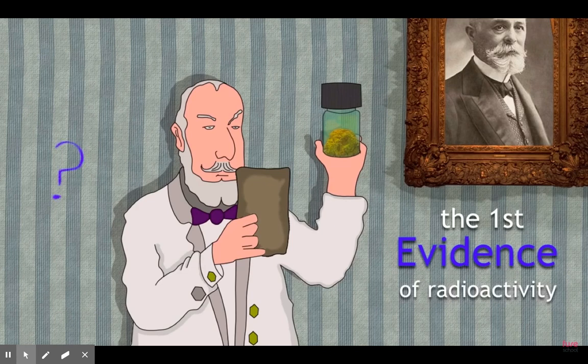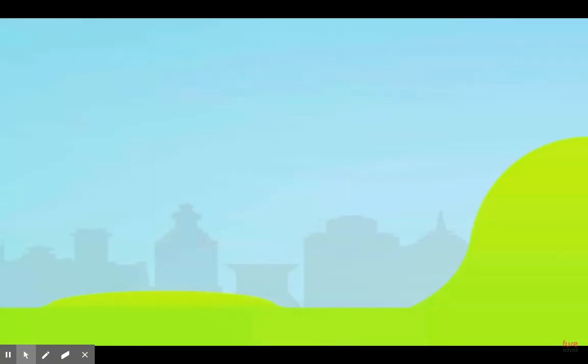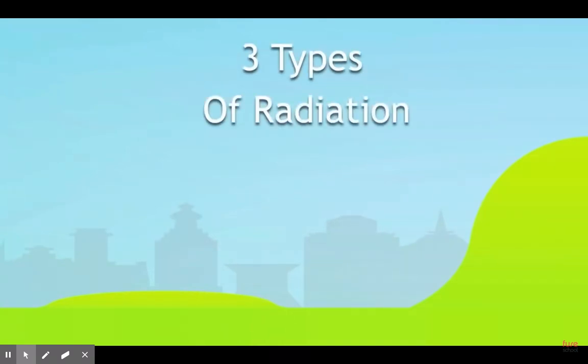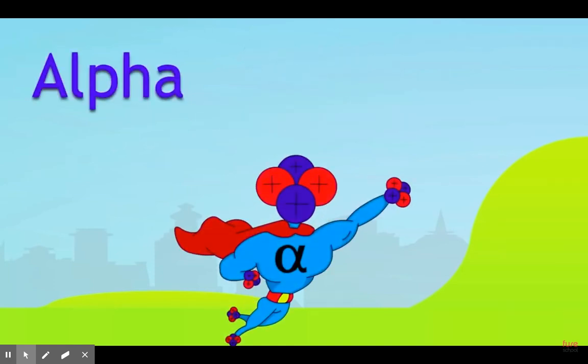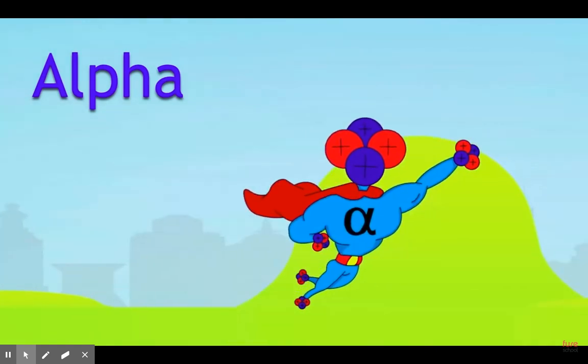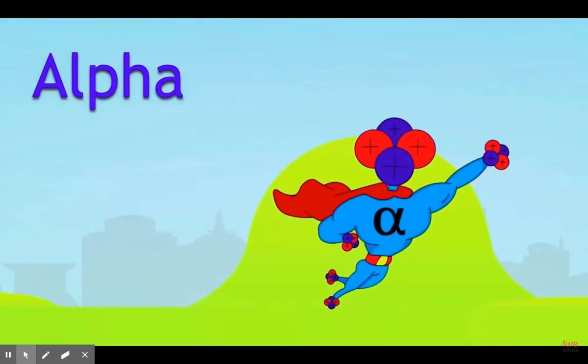However, there was no indication of what this energy source was. It was only with the discovery of other radioactive materials that a pattern started to emerge. The radiation got sorted into three types. We're going to talk about these three types now. So let's introduce the first one. Here comes alpha. Alpha radiation is very easily stopped. It's stopped by air. Look, it just goes into the air and stops.